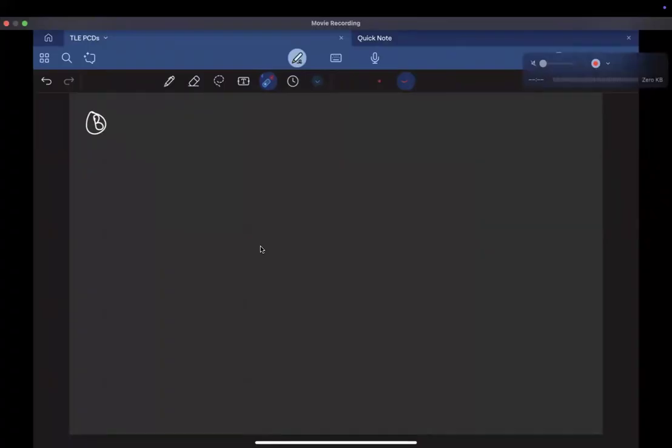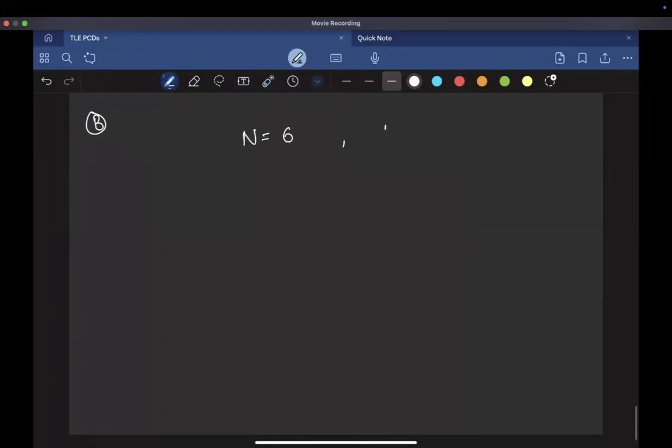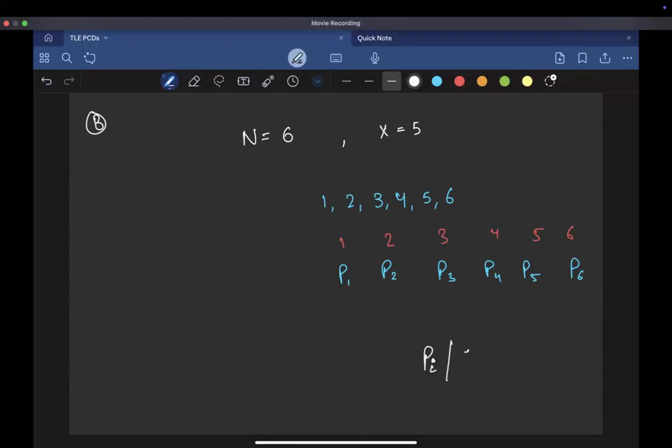So if, let's say, you have n equal to 6, x equal to 5, then you have to find a permutation of these six integers 1, 2, 3, 4, 5, 6, such that after permutation, if you name them p1, p2, p3, p4, p5, and p6, and their indices are 1, 2, 3, 4, 5, 6, then the number of indices for which p_i bitwise OR i is equal to x is maximized.